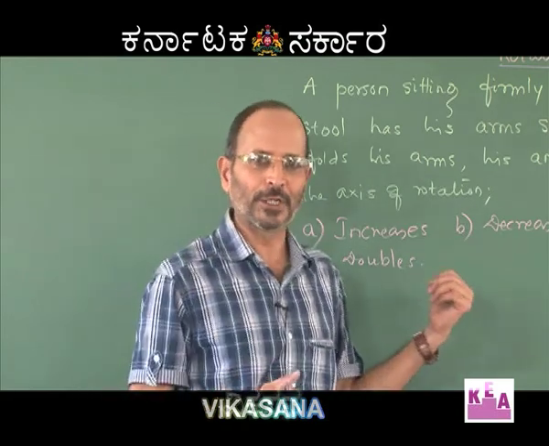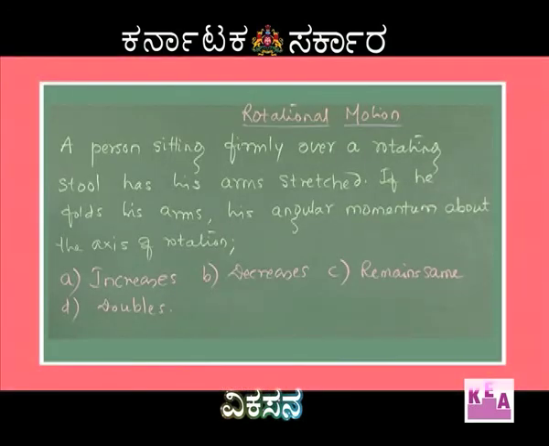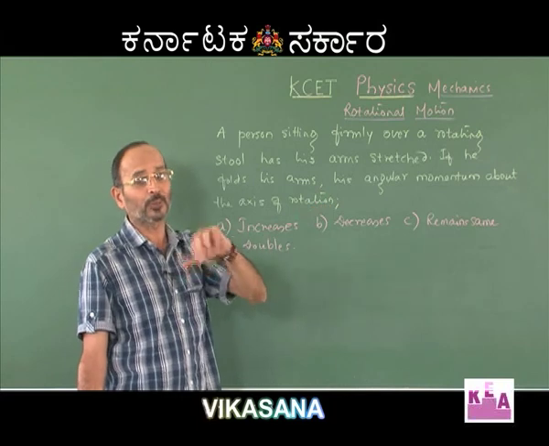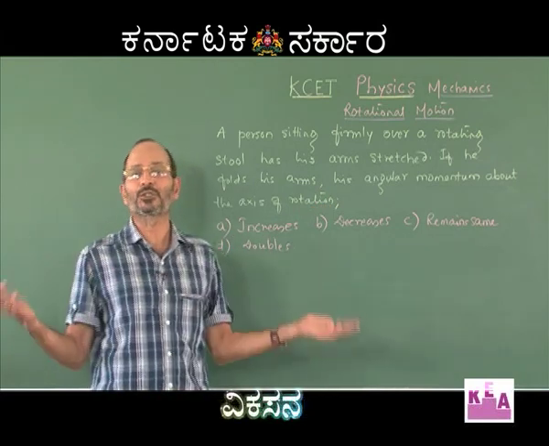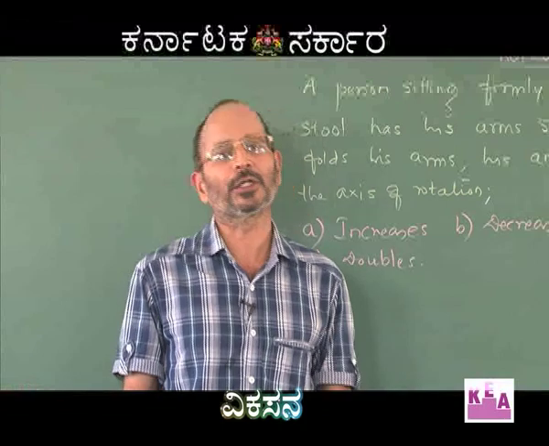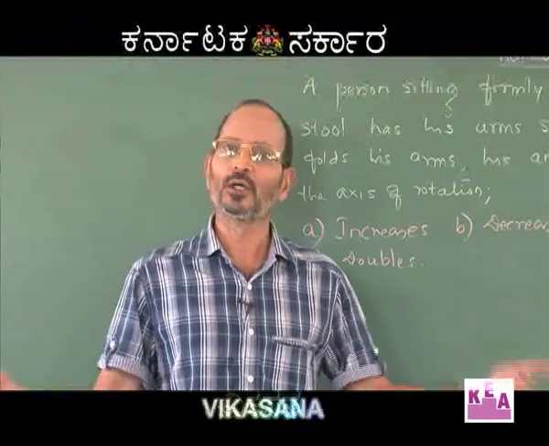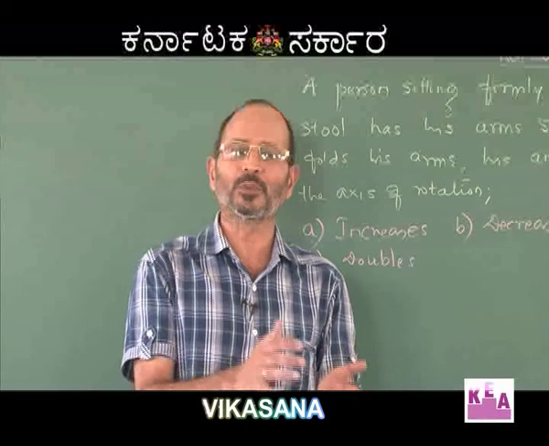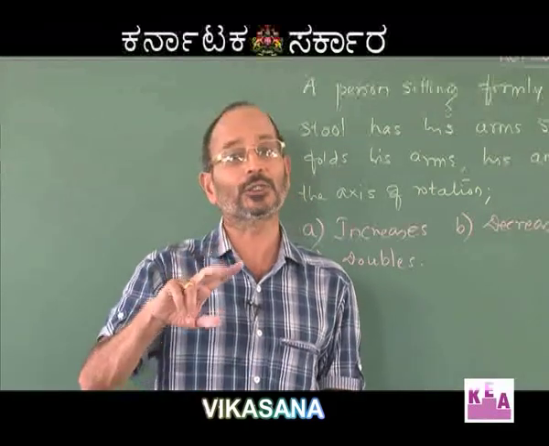Now, if you read the problem, I hope you will understand how it is a problem based on conservation of angular momentum. A person is sitting firmly over a rotating stool and has his arms stretched. If he folds his arms, his angular momentum about the axis of rotation. Please do not get confused as to he has asked the angular velocity, because that is a very popular problem. Initially his arms are stretched, so moment of inertia is more and the angular velocity might be less. Now, he folds his arms, thereby reducing his moment of inertia, because of which the angular velocity will increase.